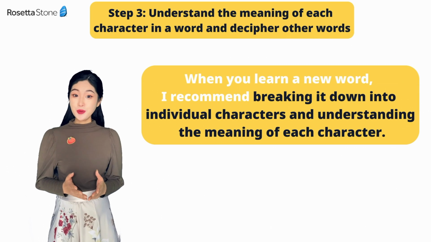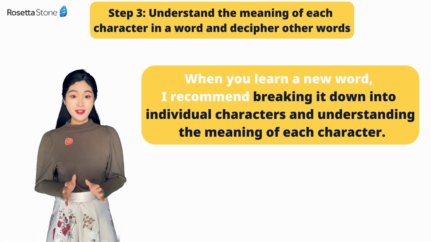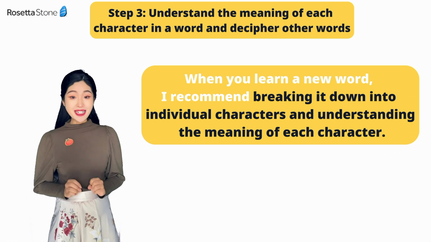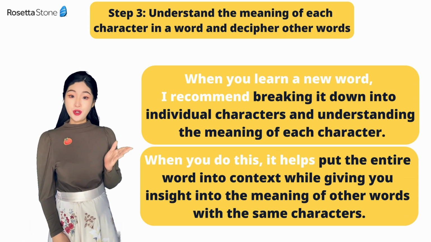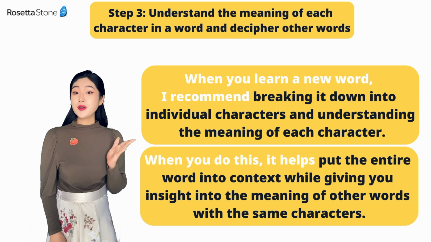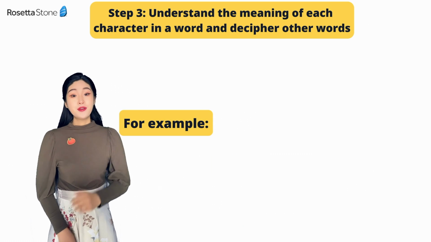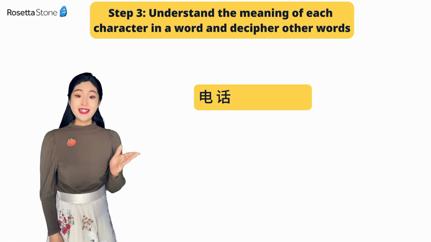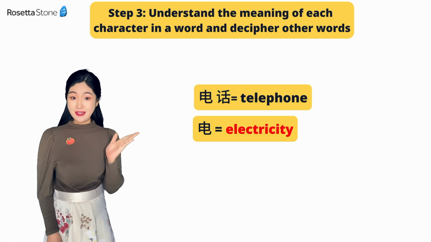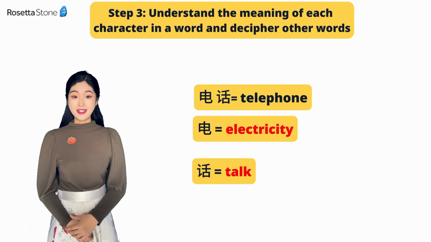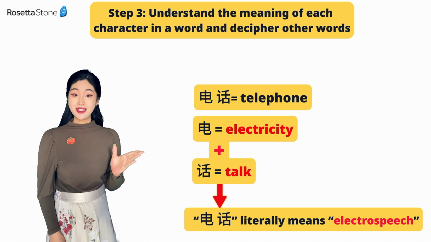When you learn a new word, I recommend breaking it down into individual characters and understanding the meaning of each character. When you do this, it helps put the entire word into context while giving you insight into the meaning of other words with the same characters. For example, 电话 in Chinese means telephone in English. 电 means electricity. 话 means talk. So 电话 literally means electric speech.